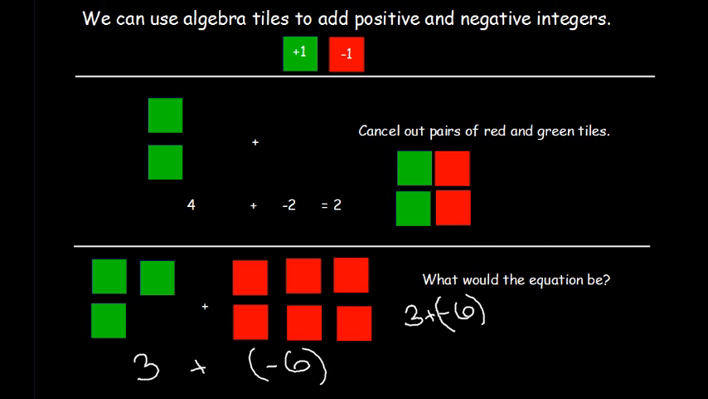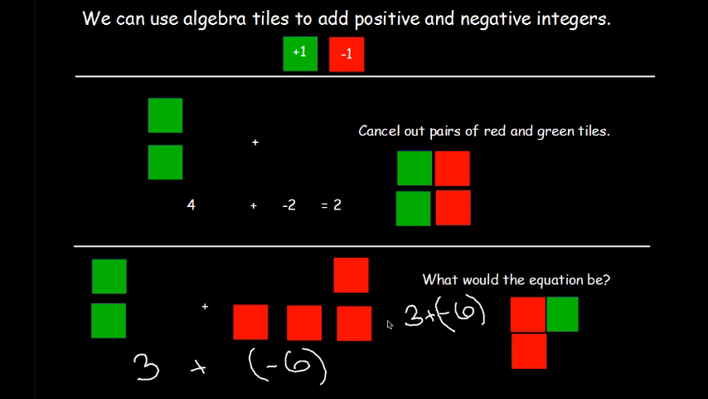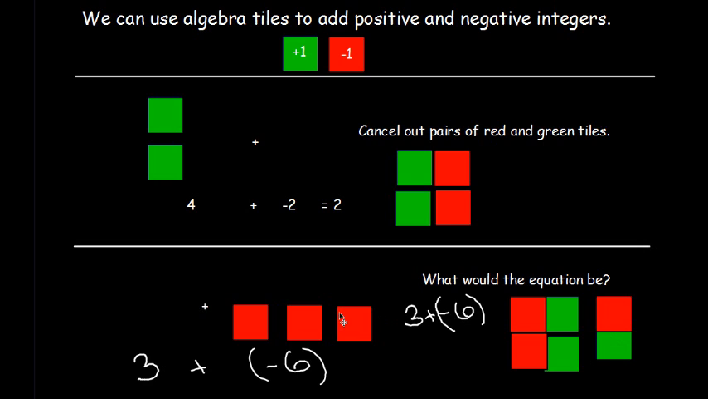Alright, now if I wanted to solve this, again, we can make our zero pairs. We're going to combine all these red and greens until all I have left is one color. Alright, so now I have 3 reds left. So that means 3 plus negative 6 is negative 3.